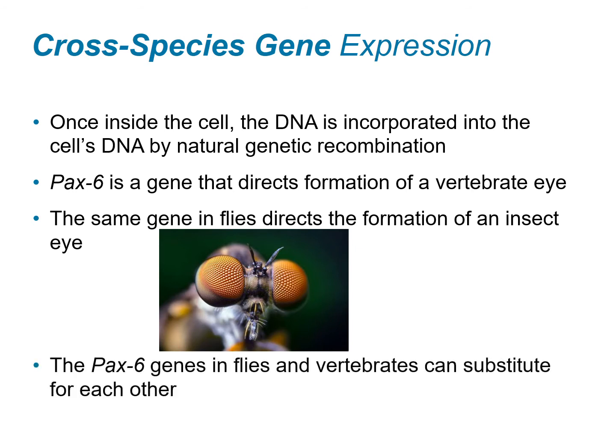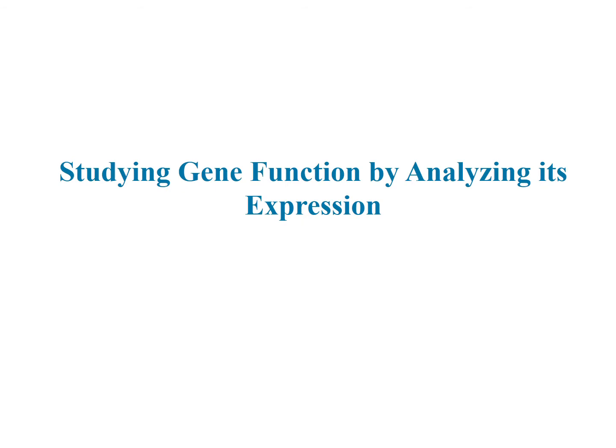But we can see the fly eye. And what's interesting is the PAX6 genes in the flies and the vertebrates can substitute for each other. So basically you can put the PAX6 genes from vertebrates into flies or from flies into vertebrates, and they will still perform the same function. They will be expressed, and then the eye will form.